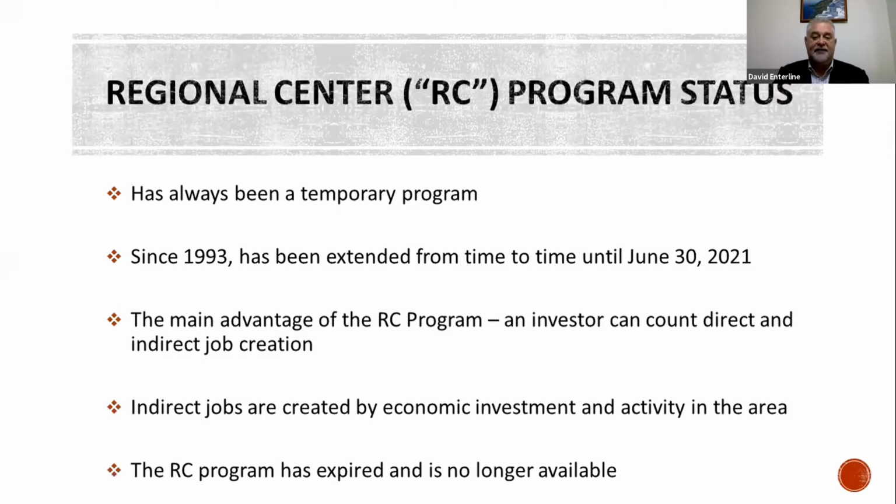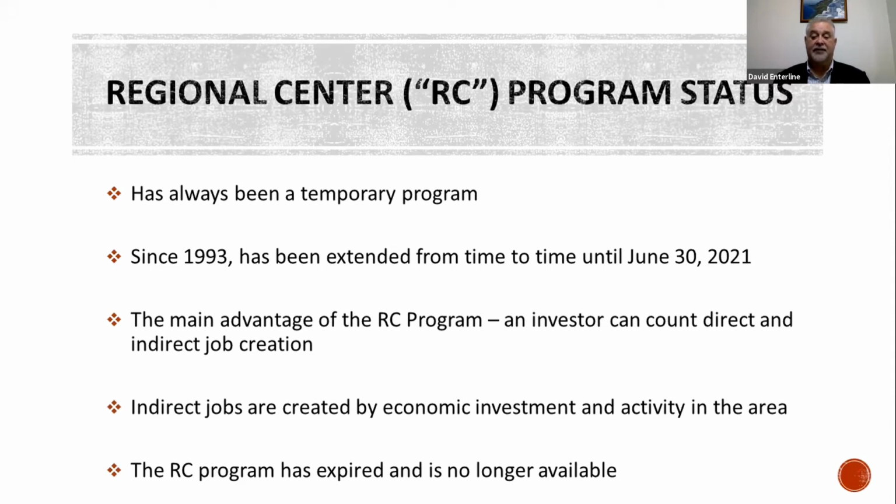Now, what was the advantage of the Regional Center Program? If you look on this slide, point 3, the main advantage of the program is that investors investing into new commercial enterprises that are sponsored by a regional center can count both direct and indirect job creation. The direct job creation is people who actually work for the business. But the indirect job creation is jobs that are created in the community because of that business. Most of the indirect jobs in an EB-5 project sponsored by a regional center are created through the economic investment and economic activity of the business.